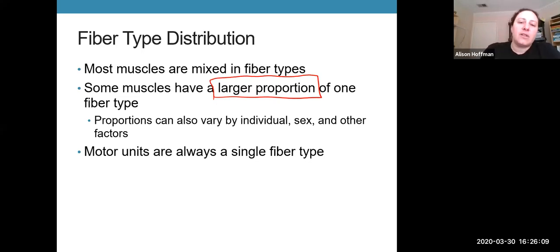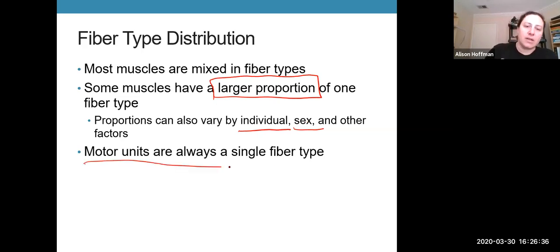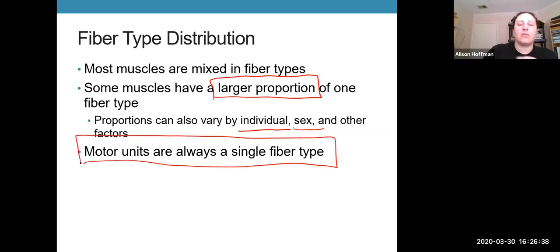We know that there are genetic differences between fiber distribution types. We know that there are sex differences. There are other factors, and there's some amount of influence you can have with training. People that train for marathons are going to have more slow oxidative. People that train for more sprinting related activities are going to have more fast glycolytic. But one thing is always true: motor units are always a single fiber type.